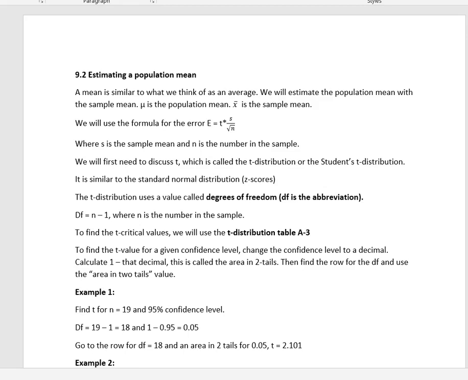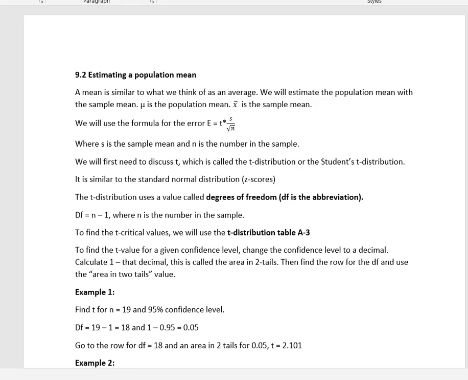The t-distribution uses a value called degrees of freedom. df is the abbreviation. df equals n minus 1, where n is the number in the sample. To find the t-critical values, we will use the t-distribution table A3, and this is in the book.